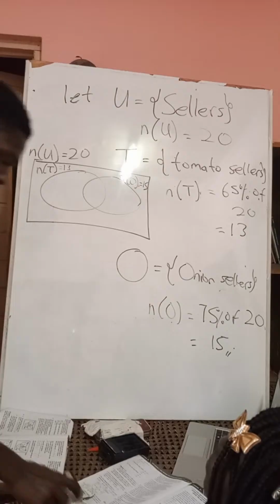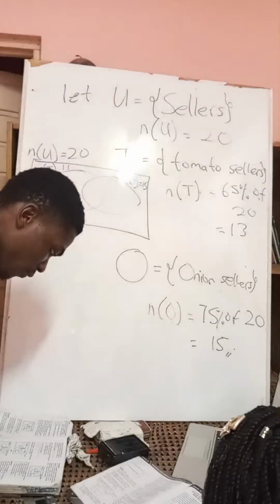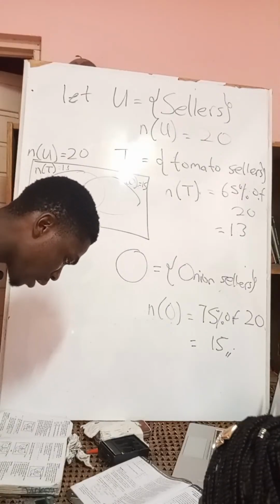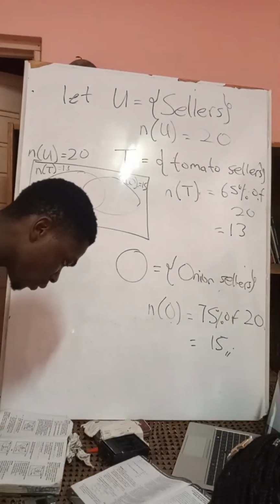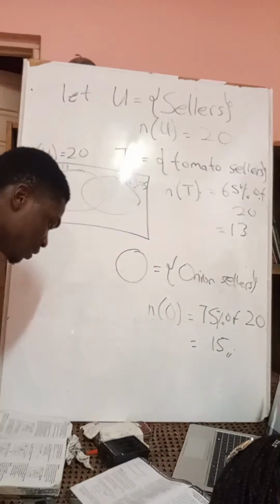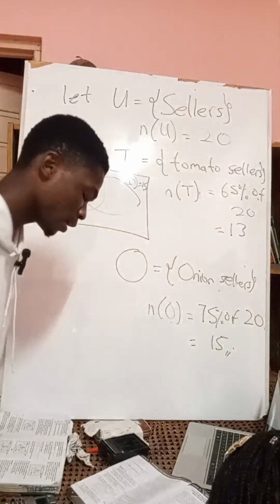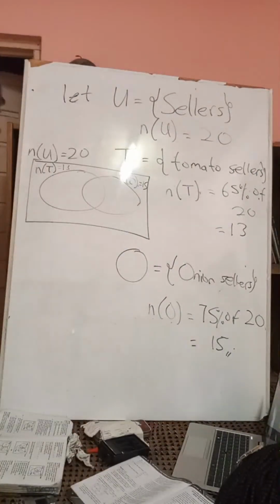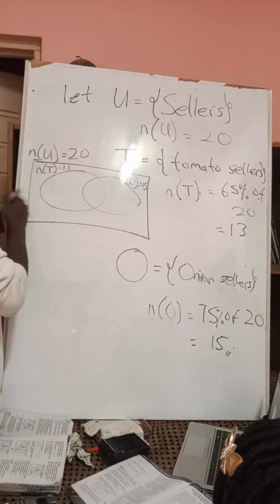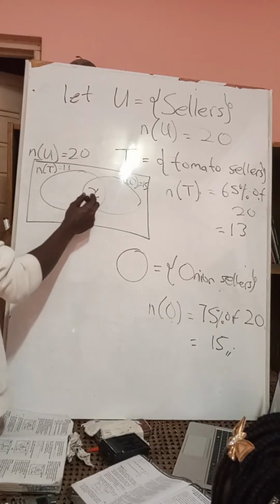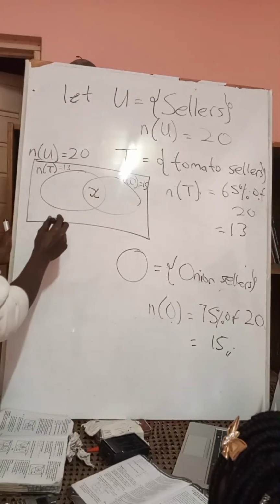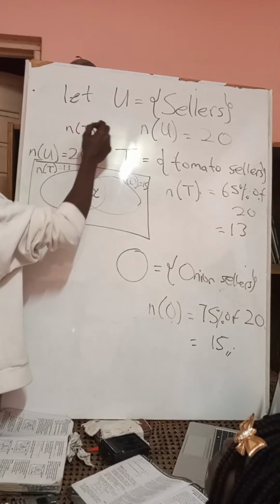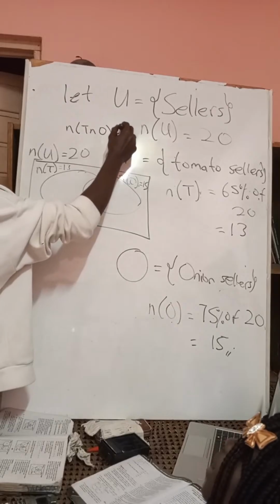And then what does the question request for? The question says each seller is known to sell at least one subject of the two items, which means that there is no region 4. We already explained that. How many sell both? So we are looking for both here. So this is simple. We just put x here. Then write above that the number of t intersection o be x.